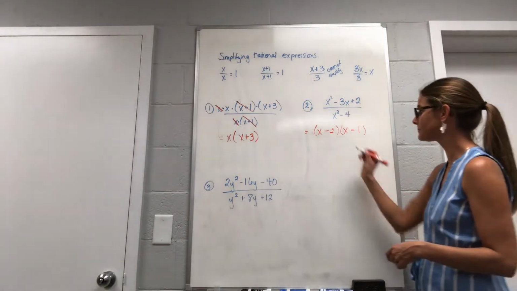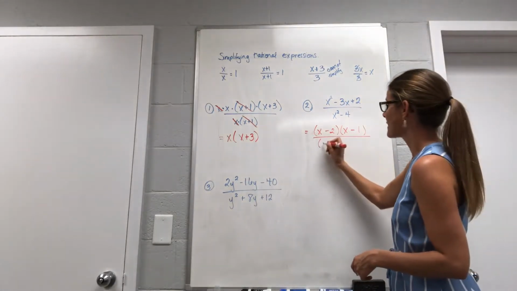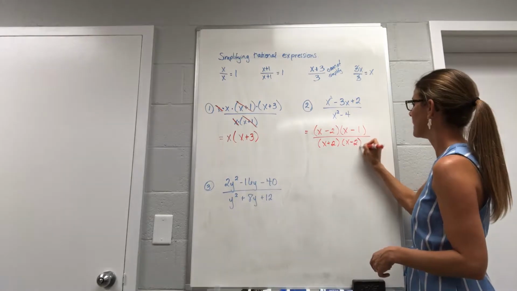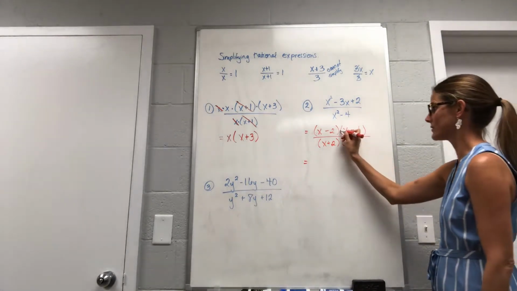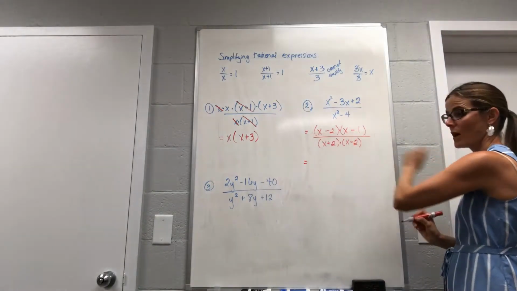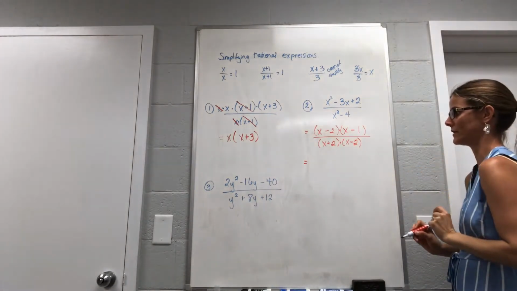go back to that. And then down here, this is a difference of squares. So that factors to x plus 2 times x minus 2. And once you factor, then we can cancel out the like factors. Notice that you have 2 like factors, x minus 2 and x minus 1 are the 2 factors in the numerator, and x plus 2 and x minus 2 are the 2 factors in the denominator.